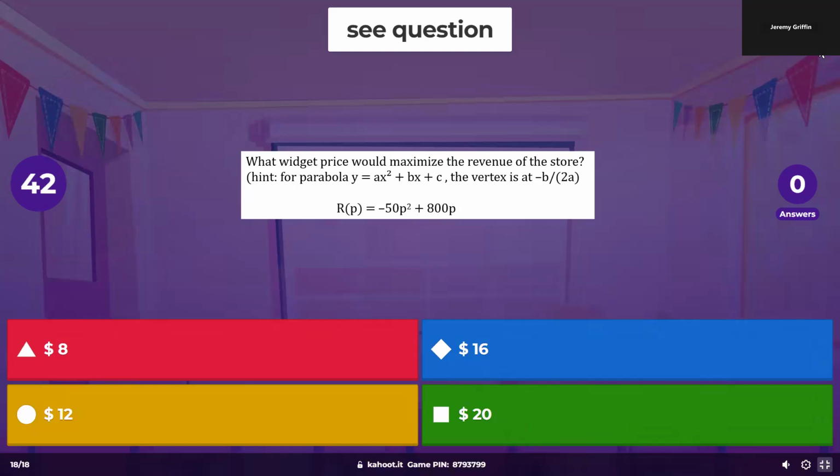What widget price would maximize the amount of revenue you sold? Now, the equation you're looking at is the answer to the last question. So these last two went together. The vertex of a parabola is given at negative b over 2a. You guys see b is like 800 and a is like negative 50. So what is negative b over 2a? Because that would be the ideal price, so you can maximize your revenue.